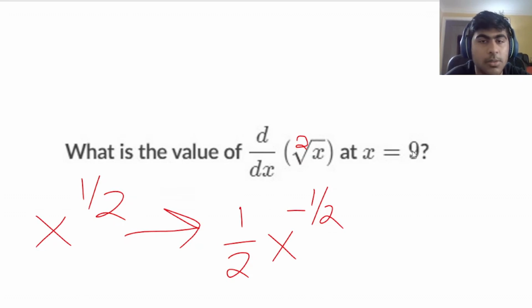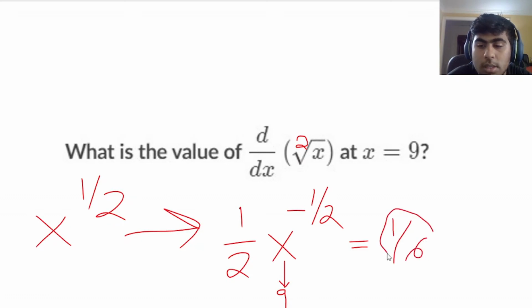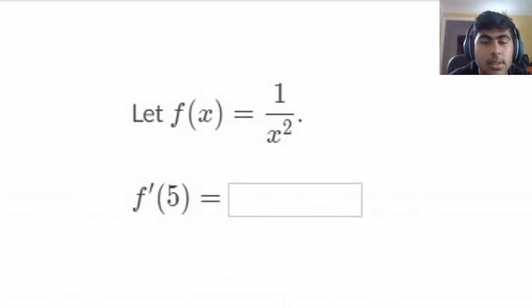And then of course we just plug in the numbers, right? This becomes 9 right here. And then 9 to the negative 1/2. That's going to be the square root of 1 over 9, 1/3. 1/3 times 1/2 is going to be 1 over 6. Alright, that one is also pretty easy. Alright, another one.